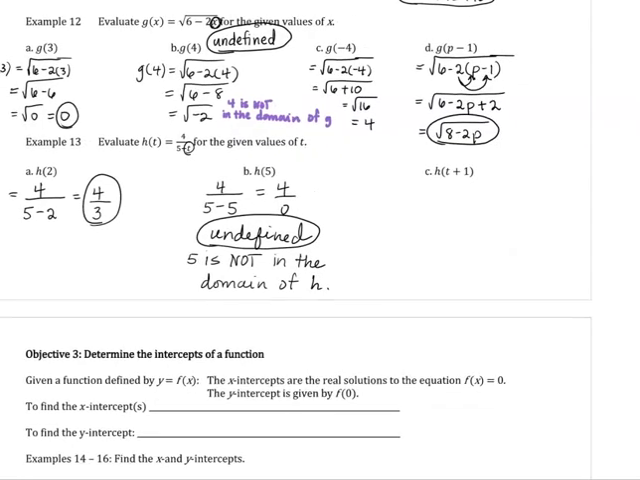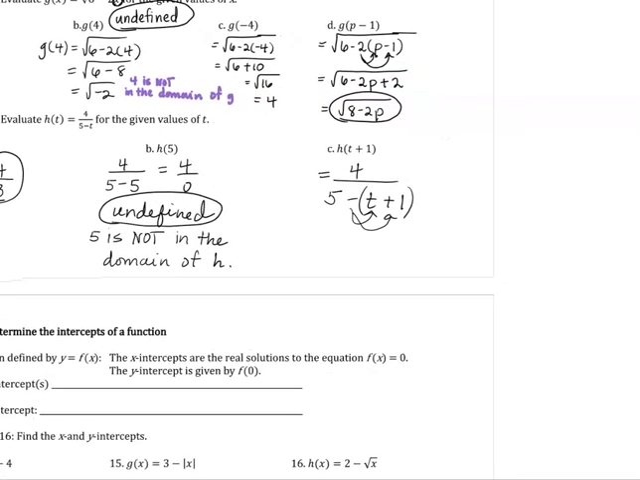For h of t plus 1, we're going to be going into this expression and replacing the t with a t plus 1. So we have 4 over 5 minus t plus 1. Be careful here. This is written incorrectly right now. You need to put parentheses around that t plus 1 because you have to distribute this minus sign to both of those terms to give you 4 over 5 minus t minus 1. We've got to combine those like terms in the denominator. 5 minus 1 is 4, so we get 4 minus t.